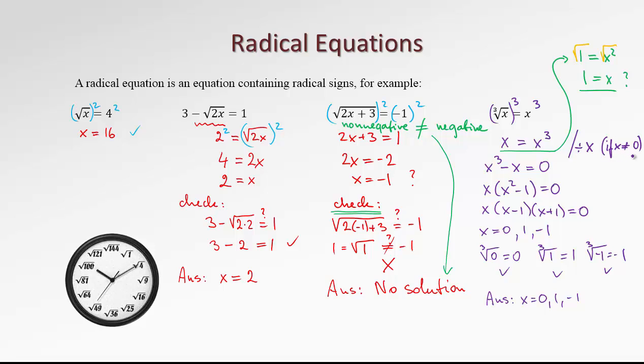But this is very easy to overlook. So that's the first reason why it's safer to move everything to one side and solve by factoring, rather than dividing by some expression that may turn out to be 0. Okay, so that explains losing 0.